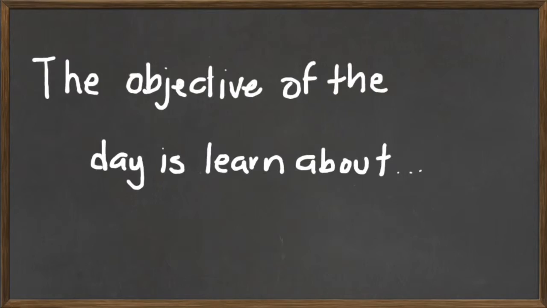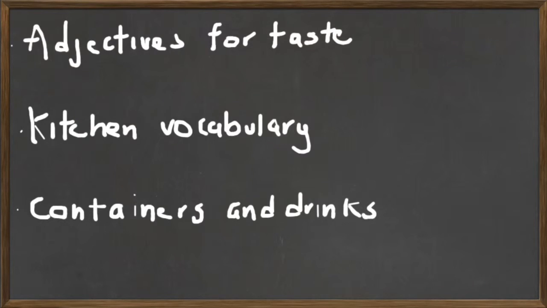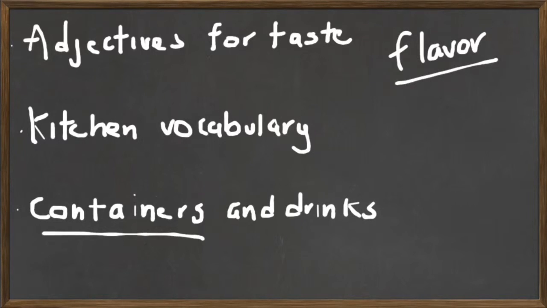Let's begin. This time around, the objective of the class of the day is to learn about the adjectives for taste. We're talking about flavors here, flavors in food and drink. We will go over some kitchen vocabulary, some items that you can find in the kitchen, and some of them you use for eating. And we will also talk about some containers and drinks.